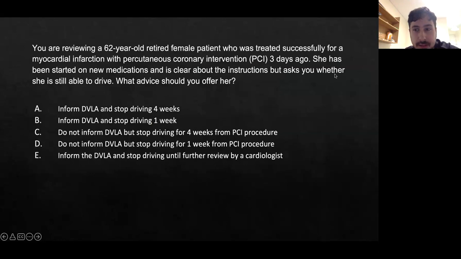DVLA. So there is a set of guidelines you have to remember, similar to last year, because this does come up in GP consultations and GP settings a lot, and they want you to know the basic idea of this. So with this, the 62-year-old retired female patient was treated with a PCI following a myocardial infarction. She's been started on new meds and is clear about the instructions, but wants to know if she'll be able to drive. What are you going to tell her?